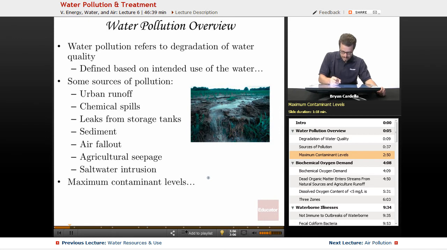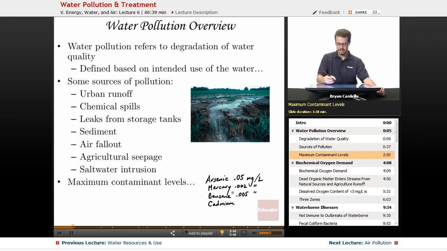So with something like arsenic, the maximum contamination level is 0.05 milligrams per liter. With mercury, heavy liquid metal, less, 0.002 milligrams per liter. With benzene, known as a carcinogen, 0.005 milligrams per liter. And I've brought up cadmium in a previous lesson.